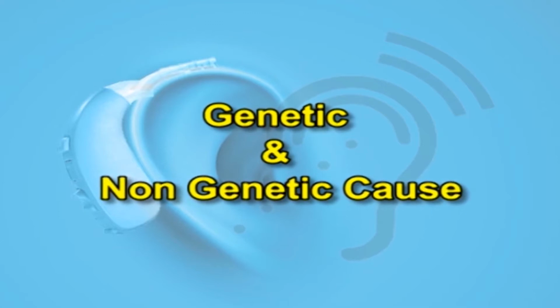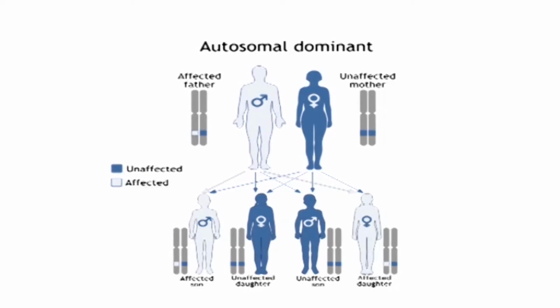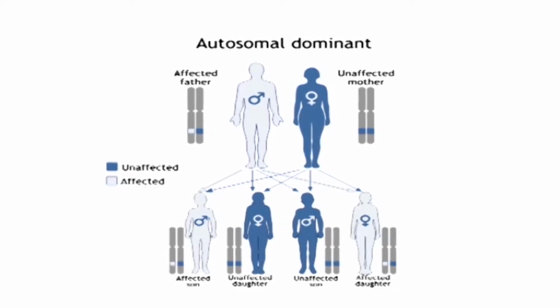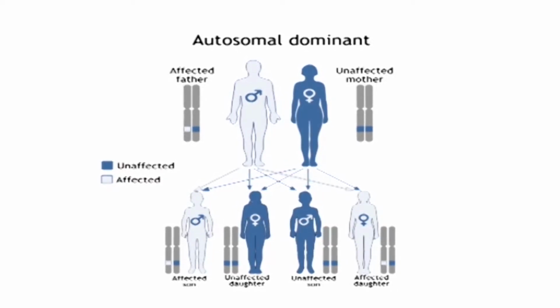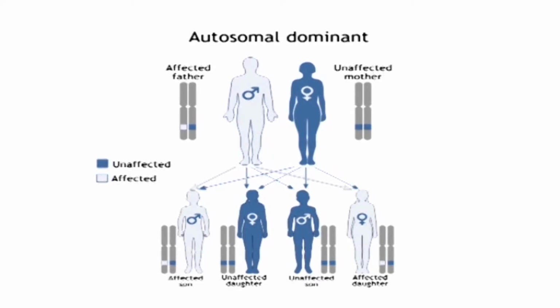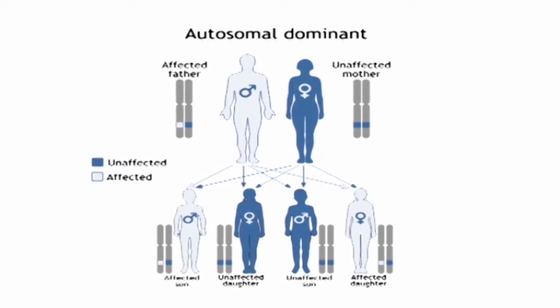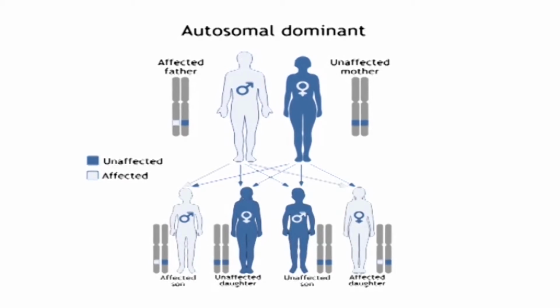The genetic factors include autosomal dominant hearing loss. It means in autosomal dominant hearing loss, a parent is a carrier of the abnormal gene causing hearing loss and passes it on to the child. In this criterion, there is at least a 95% chance that a child may get hearing loss.